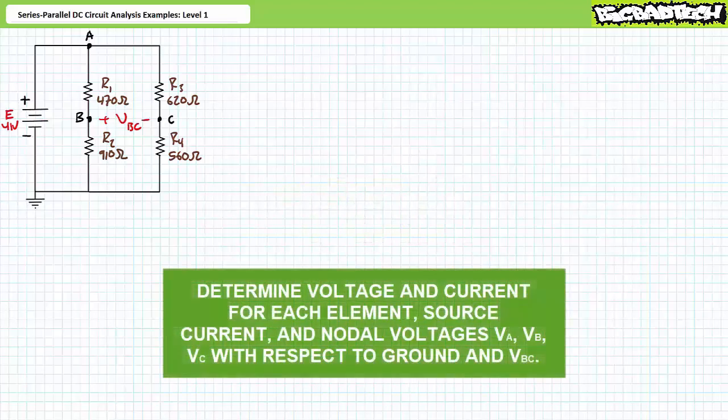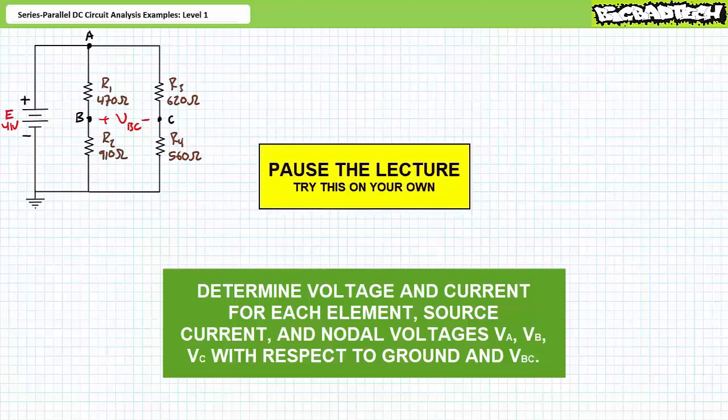For our first illustrated example, we're being asked to solve for the voltage drop across each resistor in the system, the current through each resistor. Additionally, we're being asked to solve for VA with respect to ground, VB with respect to ground, and VC with respect to ground. Finally, we're being asked to solve for the voltage VBC. By all means, pause the lecture and try this on your own. If you're tracking, you should have obtained the following results.